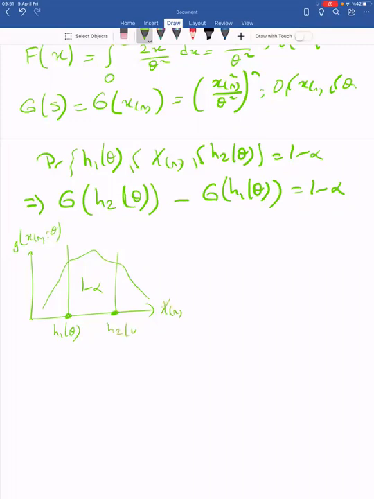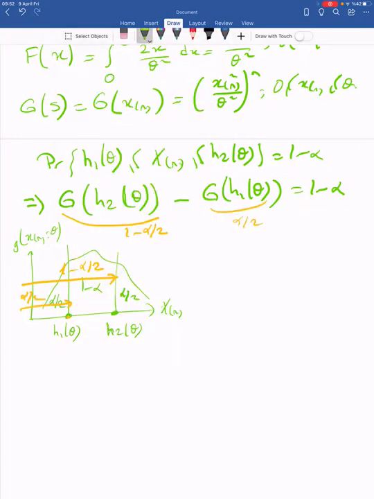h2 theta, and let's say again, let's use equal tail probabilities. We can use alpha 1 and alpha 2 also. Let's use alpha over 2, alpha over 2 here. Okay, so till h2, what is the probability? 1 minus alpha over 2. So this probability is 1 minus alpha over 2. Then till h1, so this point, what is the probability? Alpha over 2. So this probability will be alpha over 2.